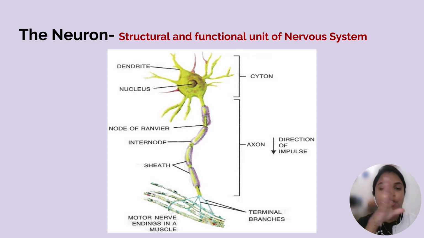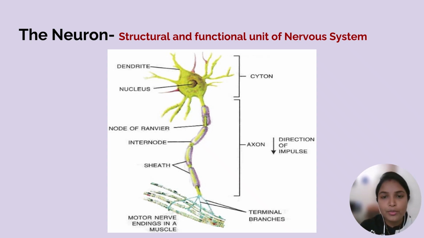It can stretch to get the response properly. All right, so here the neuron consists of two main parts, the cyton and the axon. Cyton has the nucleus and the dendrites. Dendrites are nothing but the cytoplasmic extension. Now one of the long processes runs very long and forms the axon.